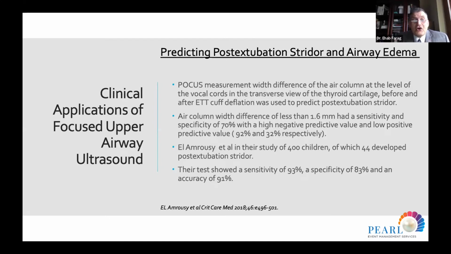So they found that an air column width difference of less than 1.6 millimeter had a sensitivity. So if the airway column during deflation is less than 1.6 millimeter larger than the airway column during inflation, that can predict the development of post-extubation stridor. They found 70% sensitivity, with high negative predictive value and also positive predictive value.